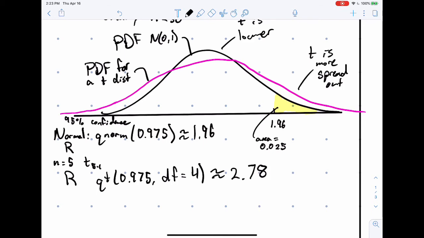So then to plot it over here, we have 1.96. Both distributions are centered at 0. We plot this 2.78 over here. And this means that the area under the t curve on the right hand side, this orange area now, equals 0.025, or 1 minus that, 0.975, and we use that to get a 95% two-sided confidence interval.